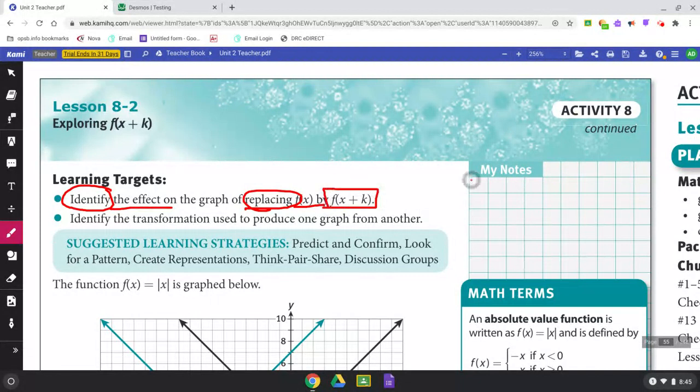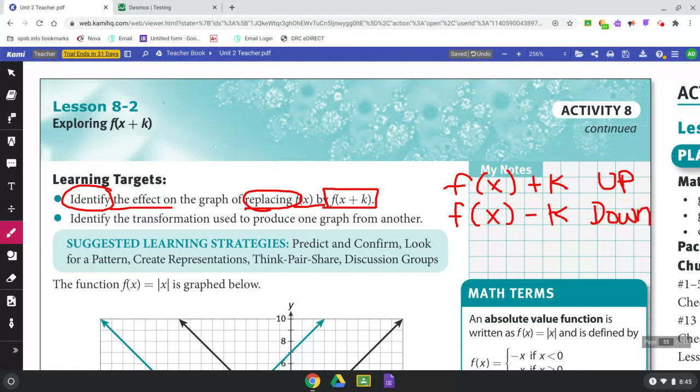Yesterday we discussed f of x plus k outside the parentheses was up, and f of x minus k outside the parentheses was down. Well, today I'm sure you can make the assumption that we're going to discuss left and right. Then we're going to identify the transformation used to produce one graph from another.